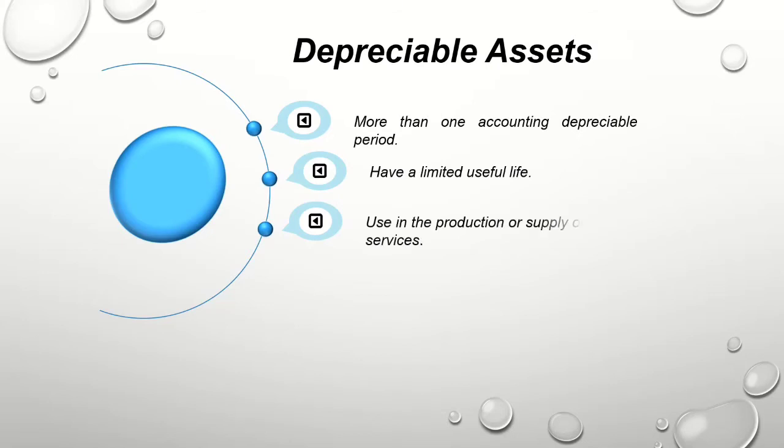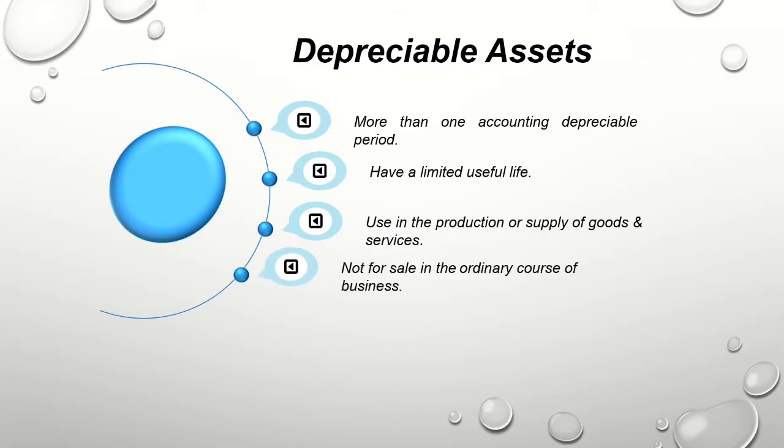What kind of an asset can you depreciate? You can depreciate depreciable assets. So what is a depreciable asset? In order to be a depreciable asset, it needs to meet the following criteria. Assets expected to be used for more than one accounting period. It should have a limited useful life. It should be used in production or supply of goods and services. And it should not be for resale in the ordinary course of business.